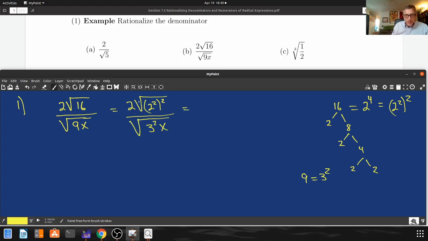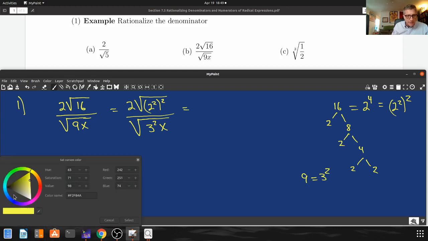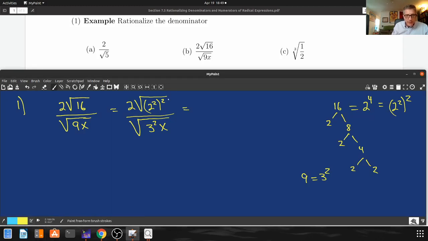So here, remember, the index is 2. So the square root of 2 squared squared, what dominates is this last exponent. So the square root of 2 squared squared is the base. This is the base. So this becomes 2 times 2 squared. Everything gets moved out from under the radical on the top.